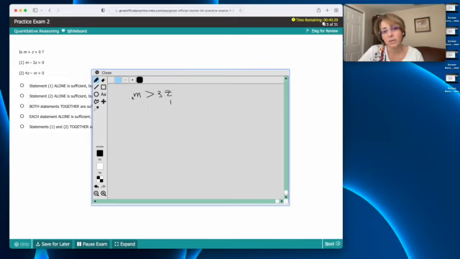And positive plus positive is going to give me a yes answer. So m plus z is going to be greater than 0, which means the answer would be yes.